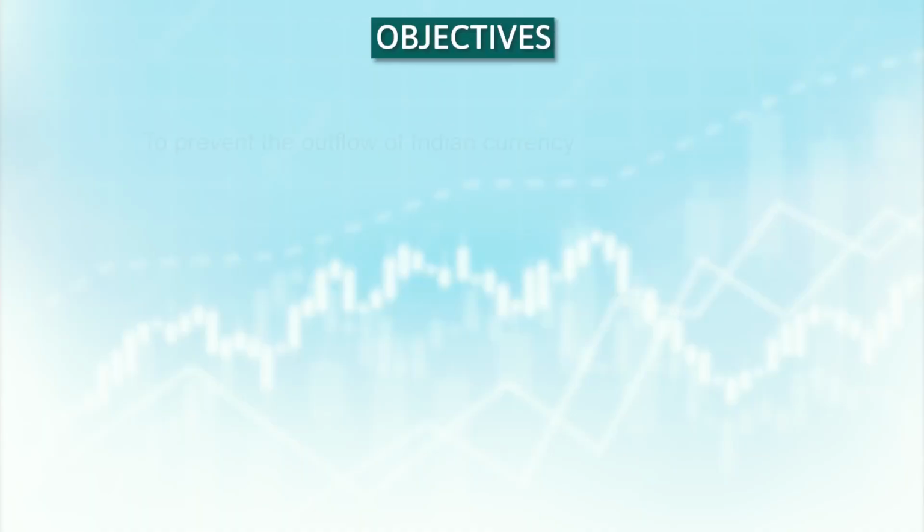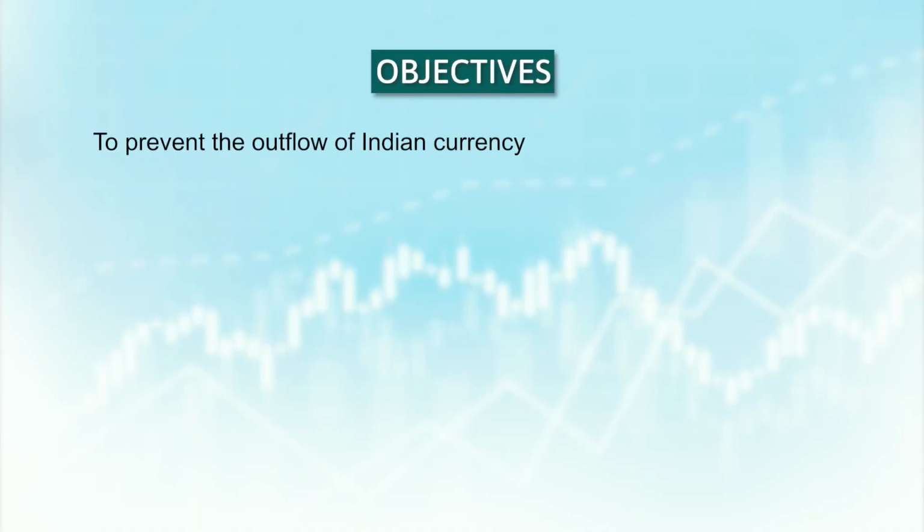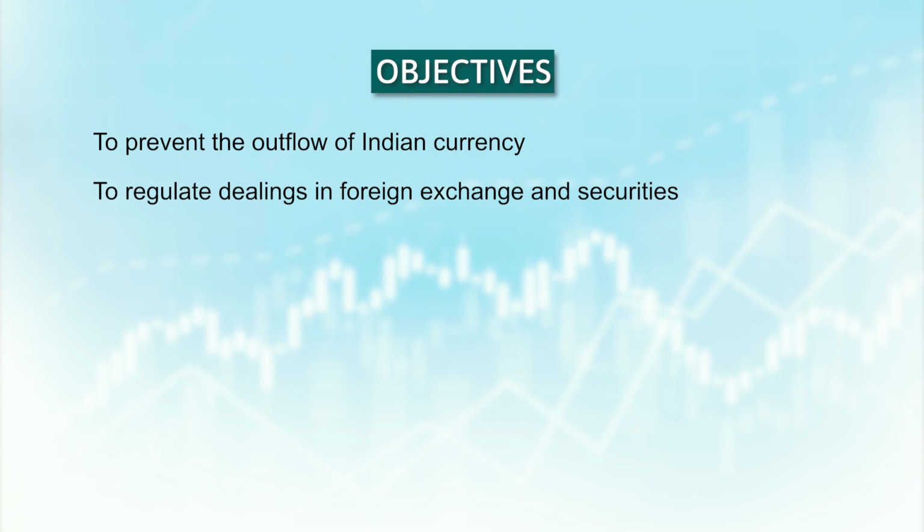The objectives were very much in tune with openness, to facilitate the exporters, and also to make India a global platform, so that India can search for a profitable export destination. The first objective is to prevent the outflow of Indian currency. This is very much in tune with keeping the reserves so that the leakages of the economy can be controlled. Secondly, to regulate the dealings in foreign exchange and securities.